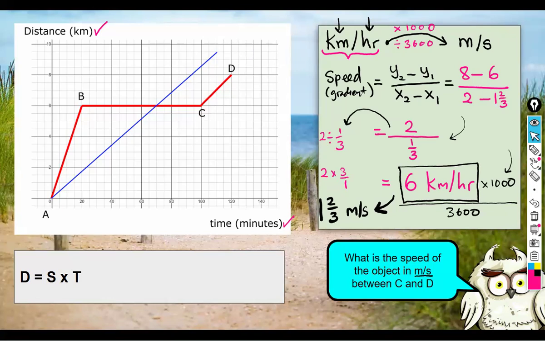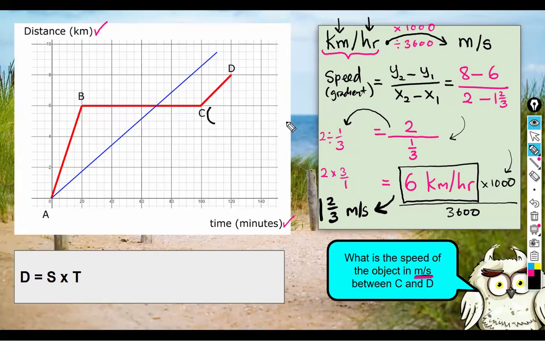Right. So let's get the points. Now, if we want our answer in meters per second, then we should make sure all our distances are in meters, and all our time is in seconds. So how do you convert kilometers to meters? You multiply it by 1,000. How do you convert minutes to seconds? You multiply it by 60, because there are 60 seconds in a minute.